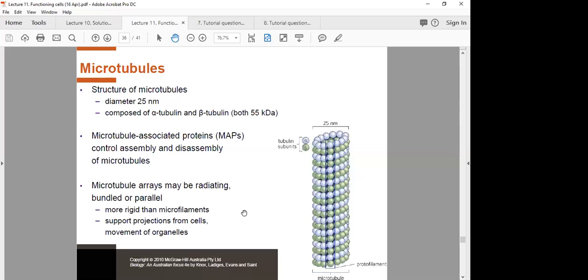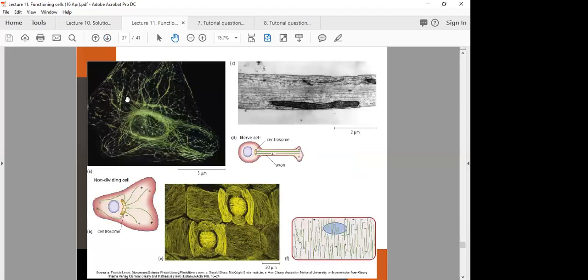Microtubules take on different structures, which may be radiating, bundled, or parallel. Let's look at those on the next slide. All right, here's an example of radiating microtubules. Here we have an example of parallel microtubules as seen in the axon of a nerve cell. And here we can see bundled microtubules in plant cells.